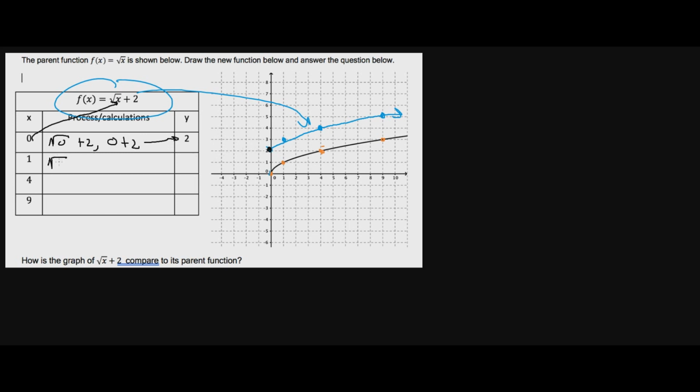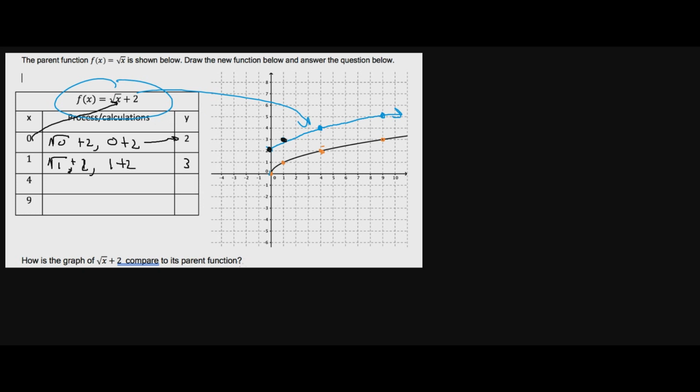Plug in 1. What's the square root of 1? Plus 2. Square root of 1 is 1 plus 2, which is 3. And we're going up 3. 1 comma 3. See, you're just adding 2 to the y values. You're not affecting anything on the x-axis, just shifting them up or down.